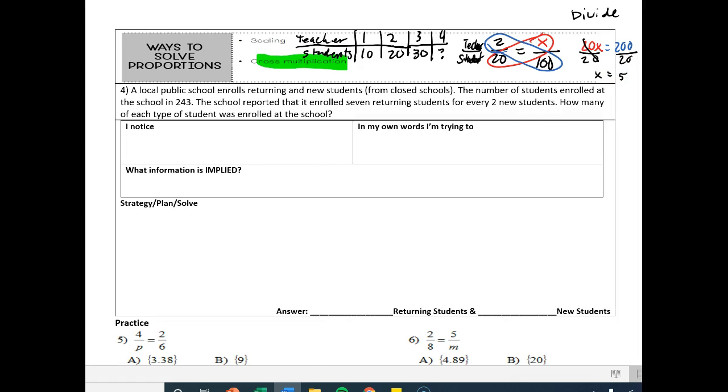So in problem number 4, we've got a local public school enrolling returning students and new students, say students from a closed school, right? The number of students enrolled at the school is 243. And the school reported that enrolled for every 7 returning students, 2 new students, right? So those are ratios. How many of each type of student was enrolled? So you can fill out the I notice and in your own words. Basically, it's how many new students and how many returning, right?